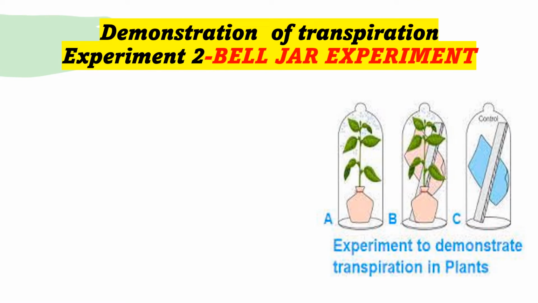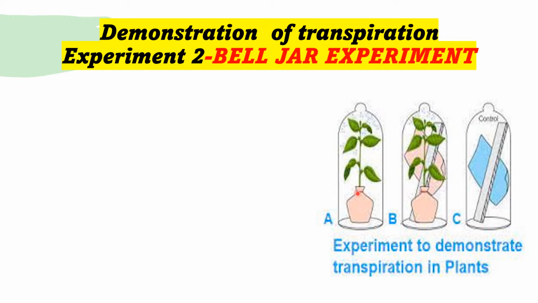Another experiment for the demonstration of transpiration is the bell-jar experiment. In the bell-jar experiment, we have to arrange three setups: setup A, setup B and setup C. In setup A, take a small well-watered potted plant and enclose the pot completely within a polythene bag. Here you can see that. And tie the mouth of the bag firmly around the base of the stem.